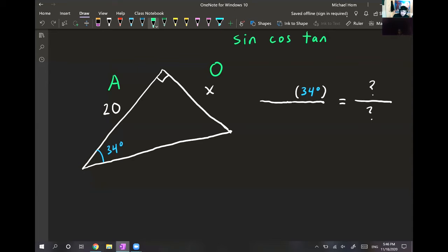Exactly. Yes, so the adjacent side, this 20, is right next to the angle. It's touching the angle. So that's the adjacent. And the opposite, remember, opposite side means opposite from the angle. So the angle here is on the left, the opposite side is on the right. And just like Quentin said, it also has to be touching that 90-degree angle, which is at the top. So x is our opposite.